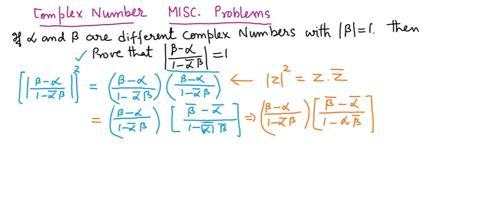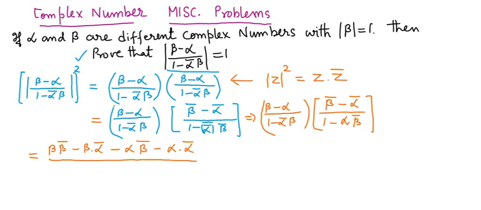Now simplify. Then we will have beta into conjugate of beta minus beta into conjugate of alpha minus alpha conjugate of beta plus alpha into conjugate of alpha, upon, doing the product in the denominator part, we will have 1 minus alpha conjugate of beta minus conjugate of alpha into beta plus alpha into conjugate of alpha and beta into conjugate of beta. See these results very carefully.